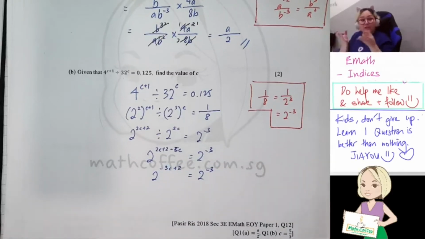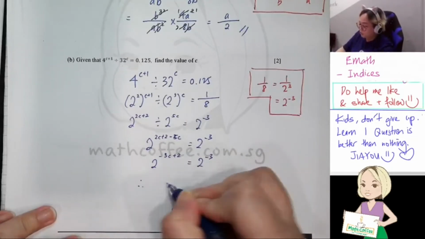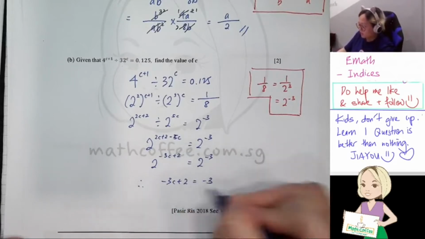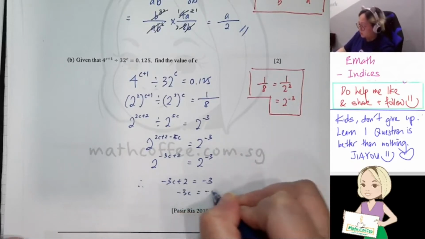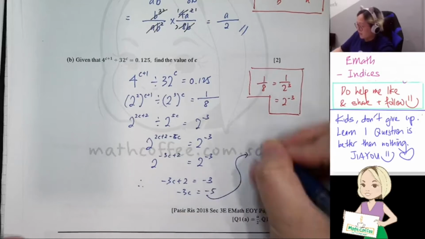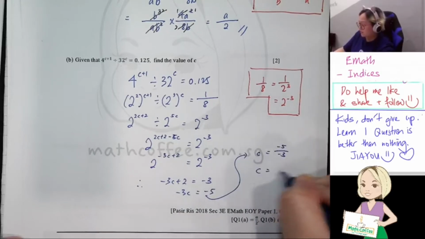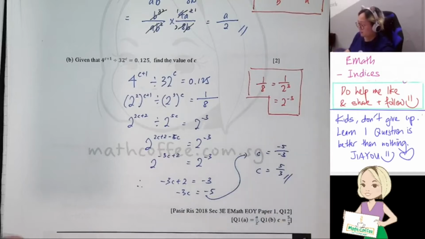So now you have made it a single base and then the power, correct? So now you can remove the base and you can say, oh, so minus 3c plus 2 is equal to minus 3. So minus 3c is equal to minus 5, and c is equal to minus 5 divided by minus 3, and that gives us 5 over 3. Done.